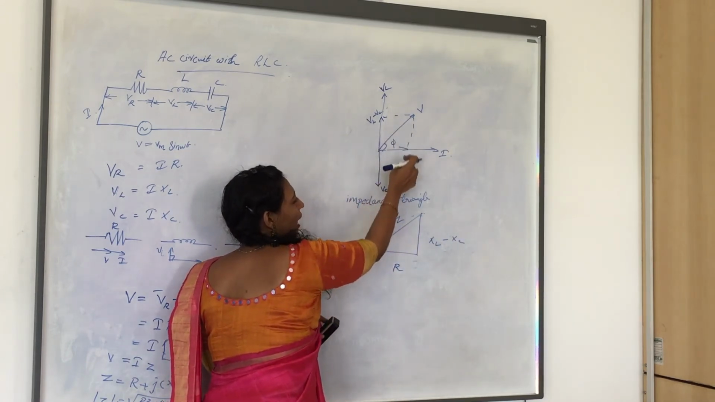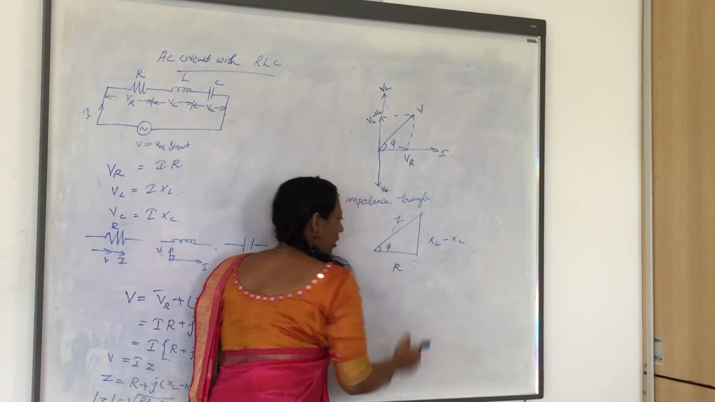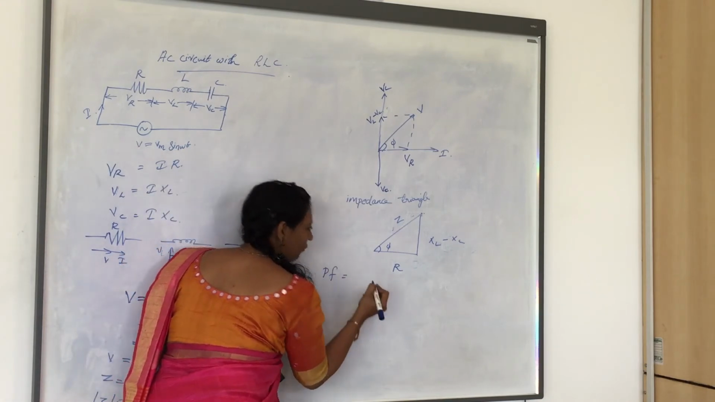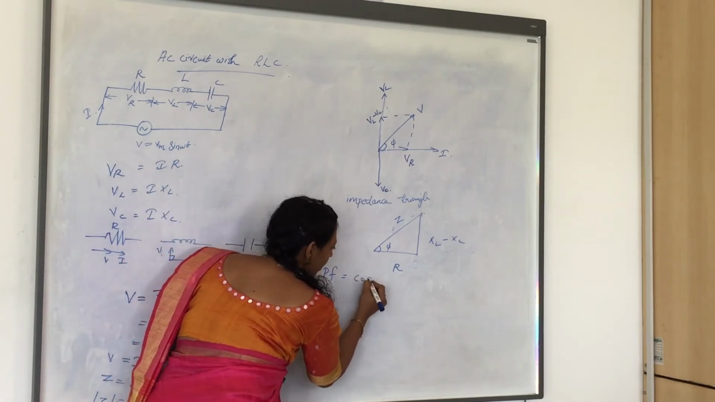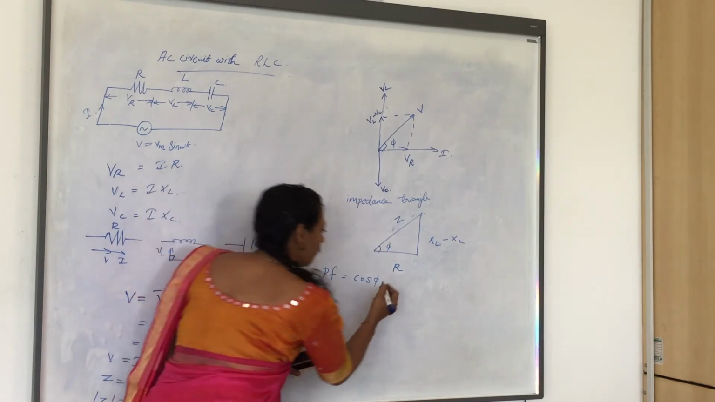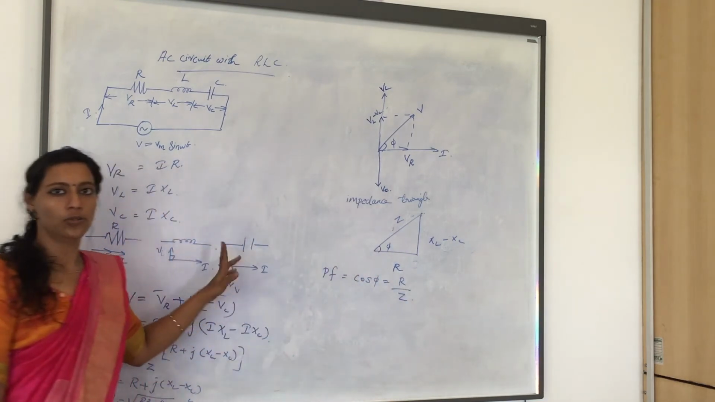The angle between V and VR is phi, that means the angle between Z and R is phi. From this diagram, power factor can be calculated. Power factor is equal to cos phi, which is adjacent side, resistance, over hypotenuse, impedance, so R by Z.